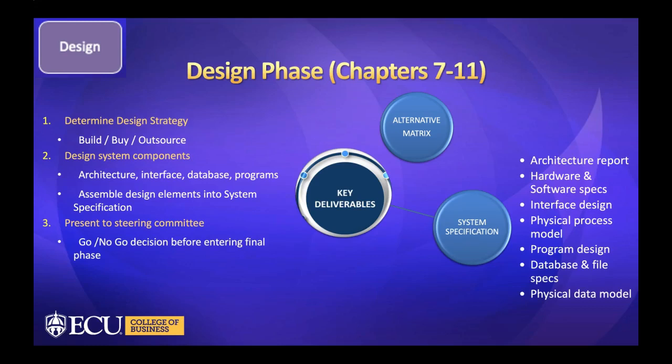Then we will design system components. You see a deliverable, system specification, on the right. So we will develop components such as architecture, the interfaces, the databases, the programs, and the deliverables related to those would be the reports, specifications, physical process models, etc. Based on these specifications, the steering committee will make the final go, no-go decision.